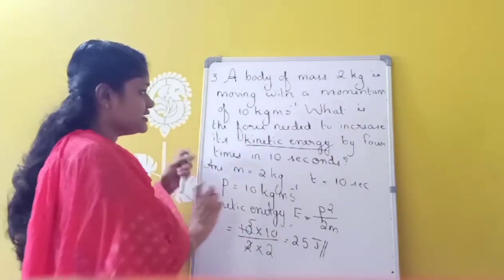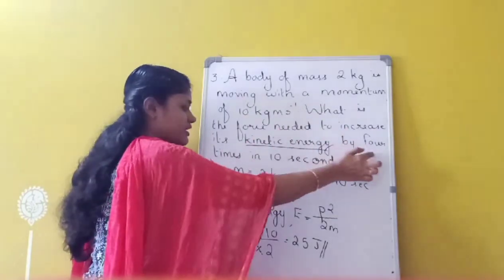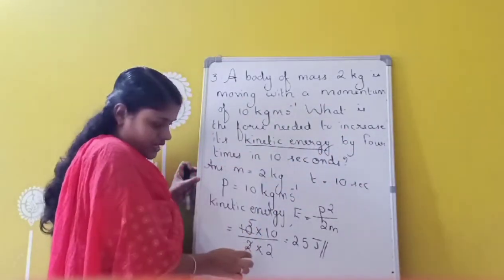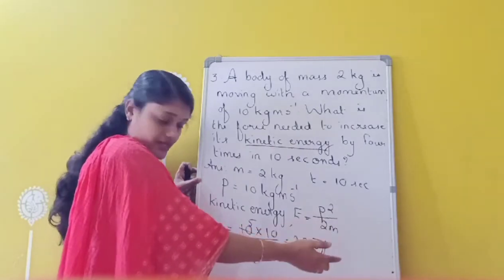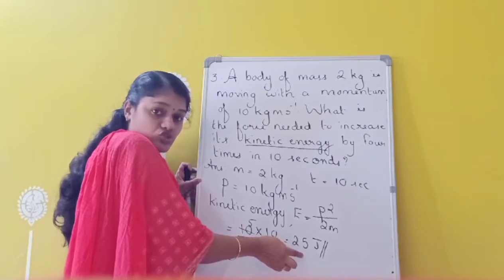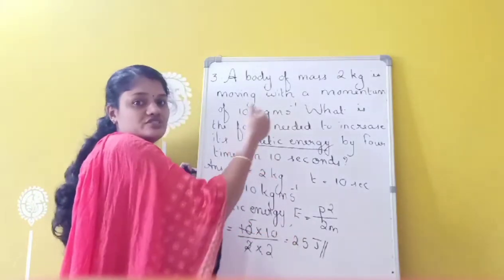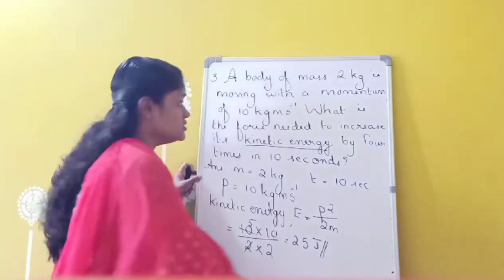Now what they are asking is, we have to find the force needed to increase its kinetic energy by how many times? 4 times. So we have to increase the kinetic energy by 4 times. That means 25 into 4 is how much? 100 joule. So for the kinetic energy to become 100 joule, how much force is needed? That we have to find out. So next step.